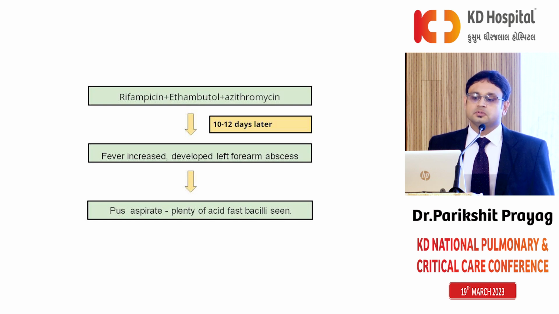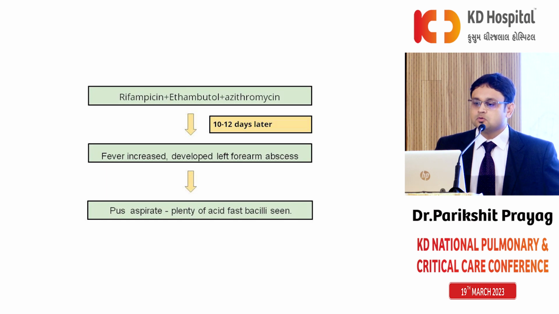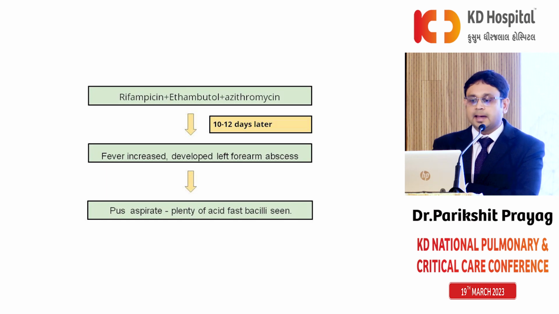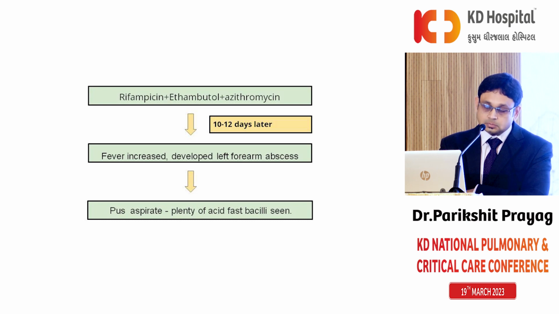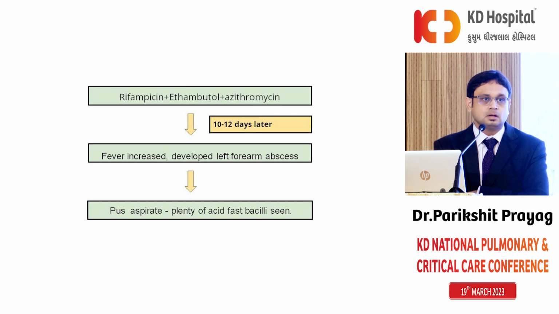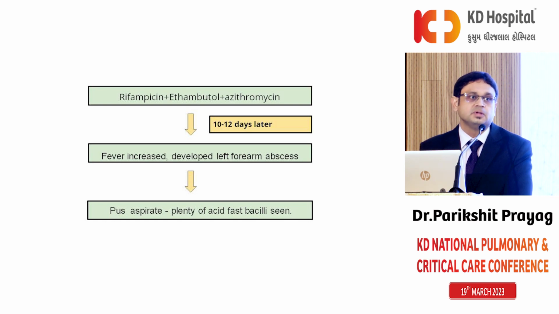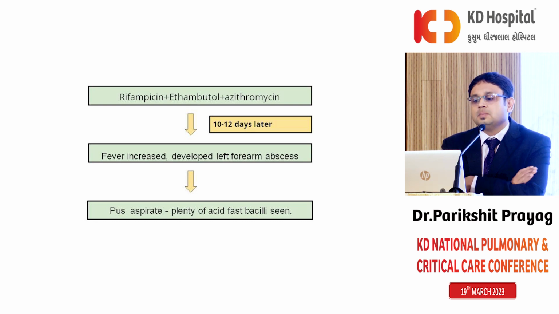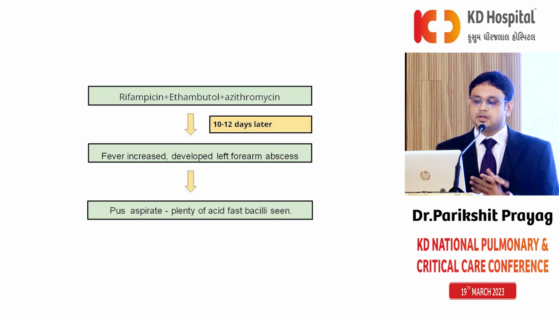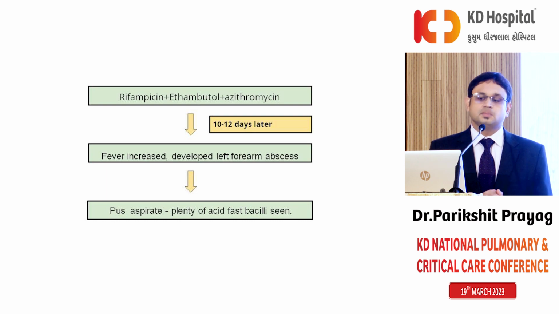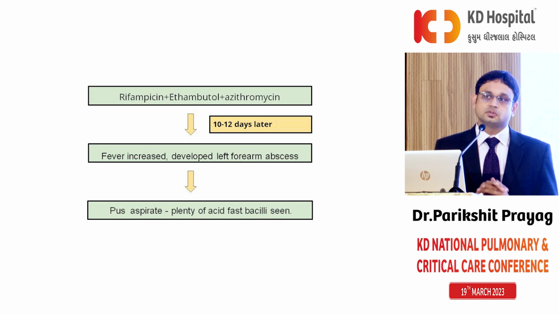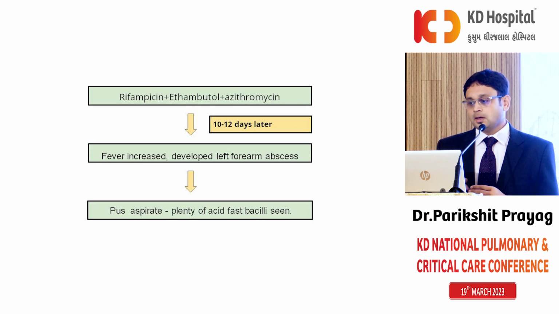So he was started on rifampicin, ethambutol, and azithromycin. Initially, his fevers did go down, but 10 to 12 days later, his fevers increased, and he developed a left forearm abscess. His CD4 is still the same, still around 30, because when you have worsening in a mycobacterial process, one thing to think of is an inflammatory worsening or an immune reconstitution-like worsening. But his CD4 count remained the same. Now he has developed a left forearm abscess, and the pus aspirate is again showing plenty of acid-fast bacilli. So on this regimen of rifampicin, ethambutol, and azithromycin, he still has further evidence of dissemination.